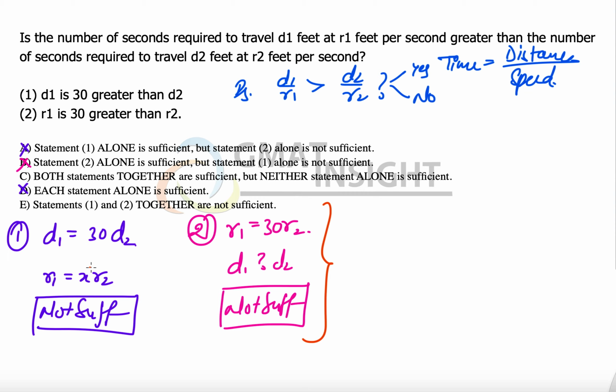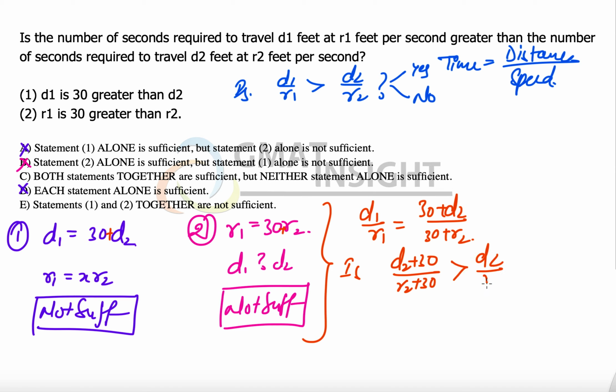After combining the two statements, now we understand that D1 is 30 plus D2 and R1 is 30 plus R2. Now that means D1 over R1 can be equal to 30 plus D2 over 30 plus R2. Now the question stem becomes, is D2 plus 30 over R2 plus 30 greater than D2 over R2? Then here we need to understand one basic principle of ratios, that here we cannot be judgmental because there are two scenarios. And let me quickly write down the two scenarios.